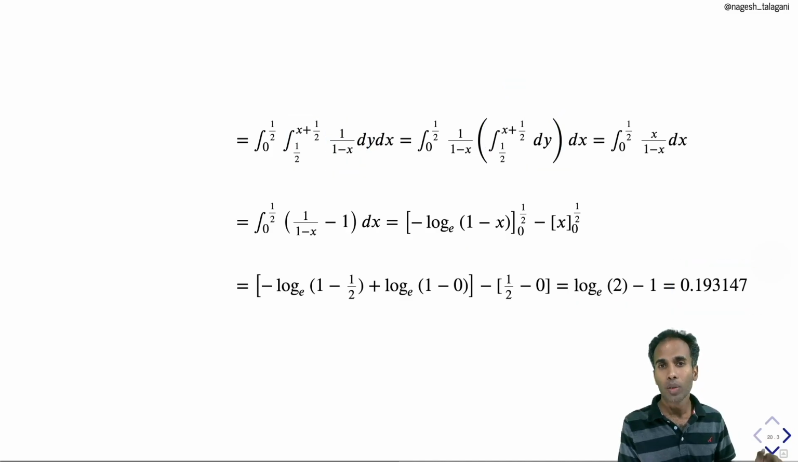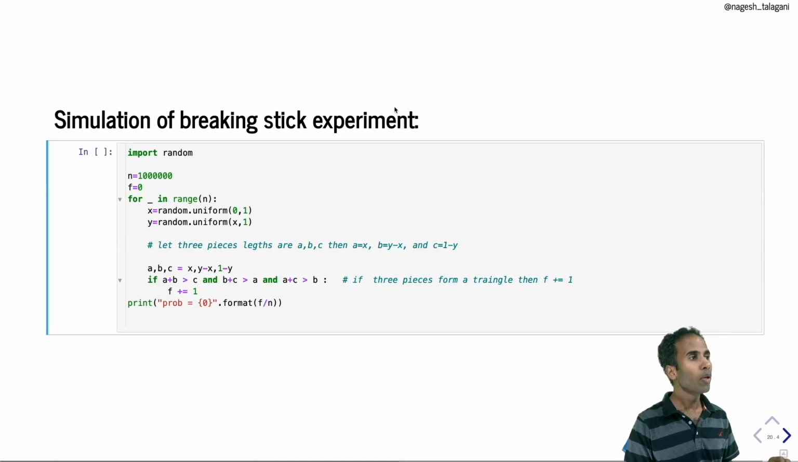Now let us try to simulate the experiment to verify if our solution is correct. Simulation of the breaking stick experiment. Here I am taking n equal to 1 million. I am going to repeat this experiment a million times, and I am going to get the frequency of making a triangle in these million trials.